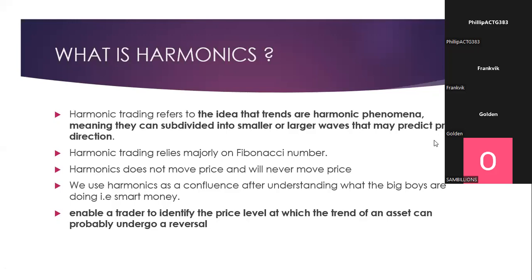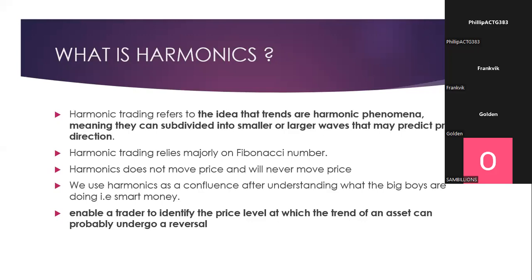Harmonic trading refers to the idea that trends are harmonic phenomena, meaning they can be subdivided into smaller or larger waves that may predict price direction. When we talk about smaller or larger waves, it's just like the way we have our higher highs, higher lows, higher highs. And the second point is harmonic trading relies majorly on Fibonacci numbers. That is, we make use of our Fib majorly when we are dealing with harmonics.